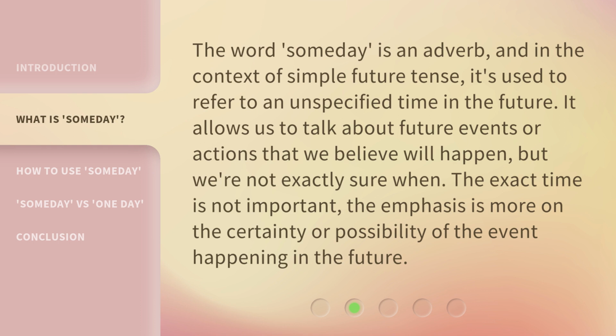The word someday is an adverb, and in the context of simple future tense, it's used to refer to an unspecified time in the future. It allows us to talk about future events or actions that we believe will happen, but we're not exactly sure when. The exact time is not important. The emphasis is more on the certainty or possibility of the event happening in the future.